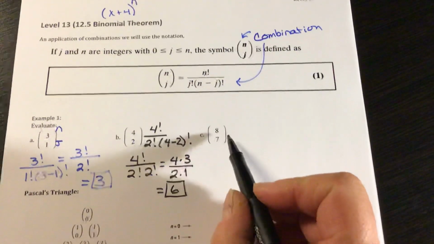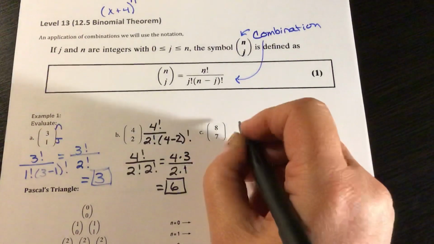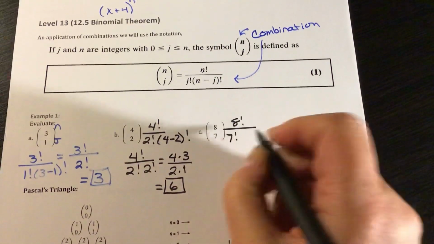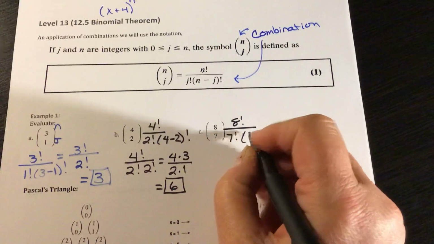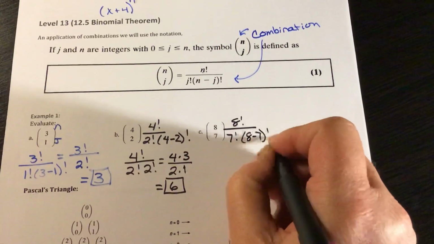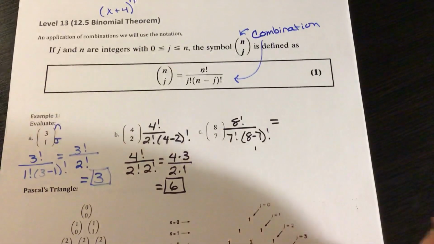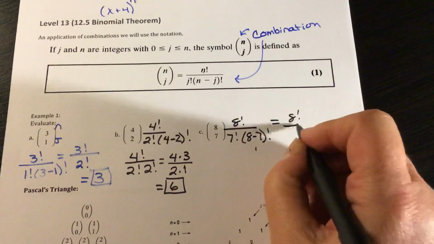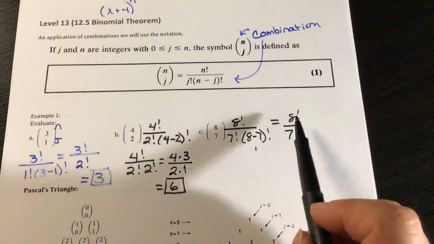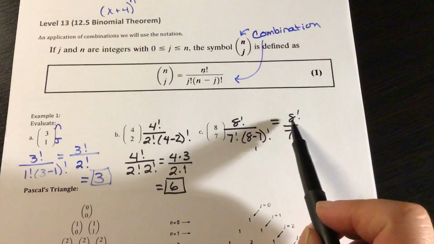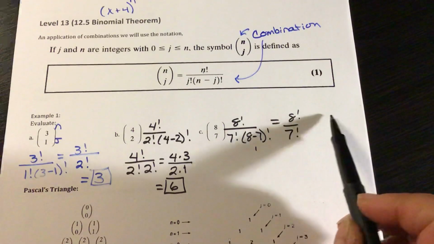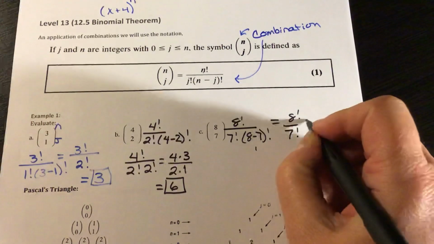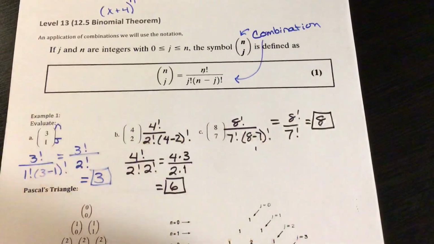If I have 8 choose 7, that would be 8 factorial over 7 factorial and 8 minus 7 factorial. So this is just 1, and 1 factorial is 1. So this is 8 factorial over 7 factorial. If I multiply this out, 8, 7, 6, 5, 4, 3, 2, 1, it's going to cancel with the 7, 6, 5, 4, 3, 2, 1 on the bottom, and I'm just left with 8.